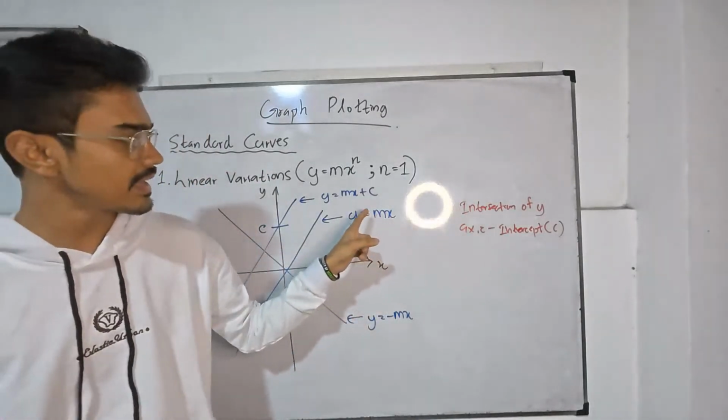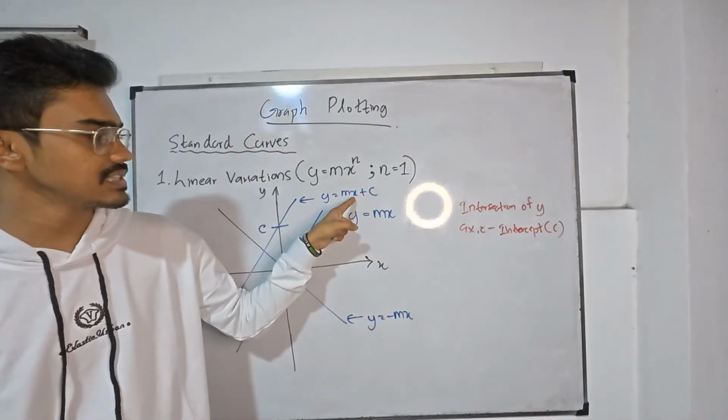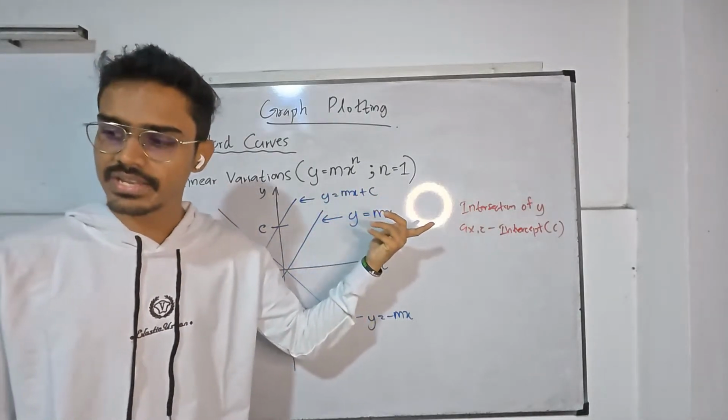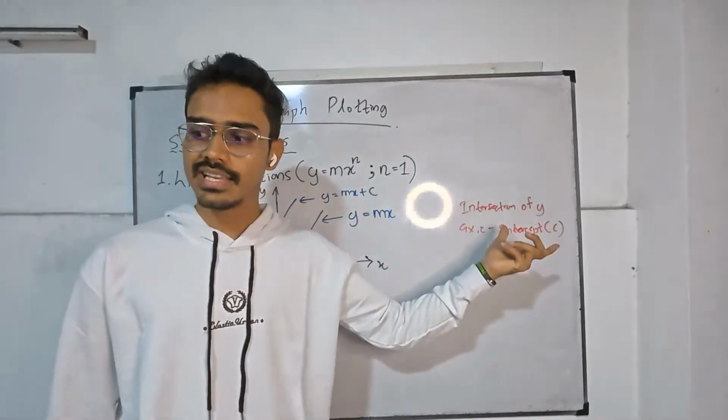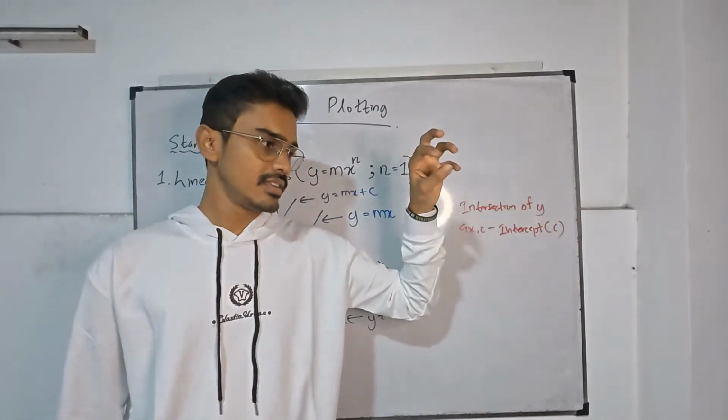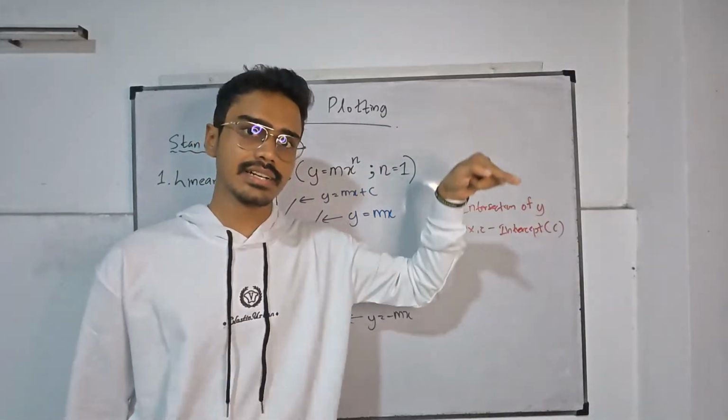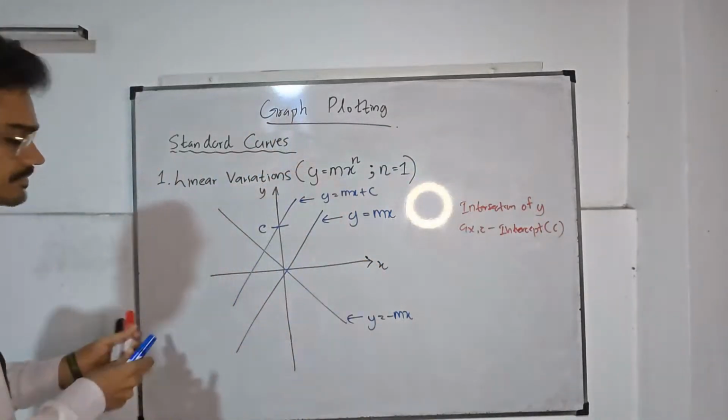Now, if you make x 0 here, in the variation, if x is 0, y equals c. So that's the meaning. That is why we call c the intercept. Intercept is where the y-axis is intersected by the graph, right?